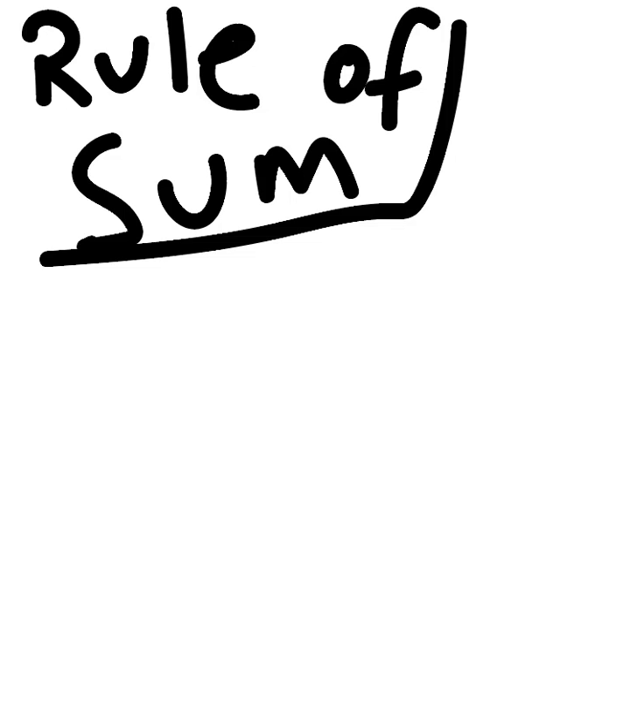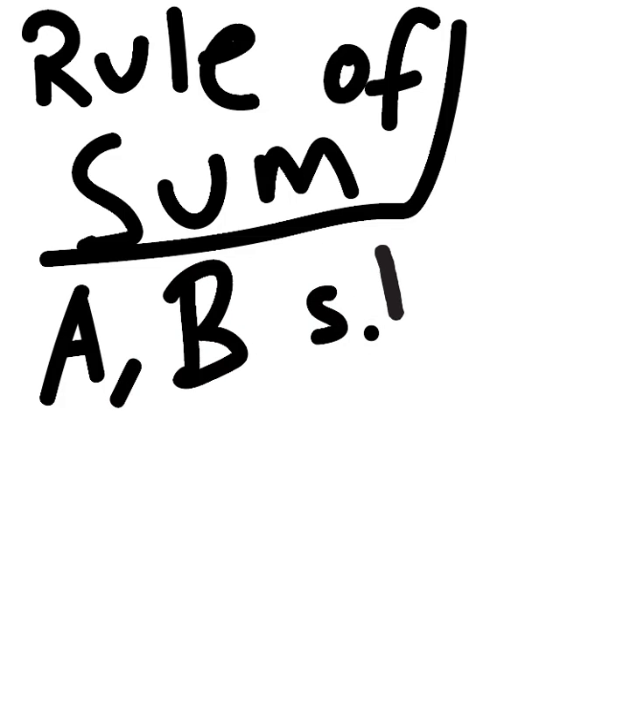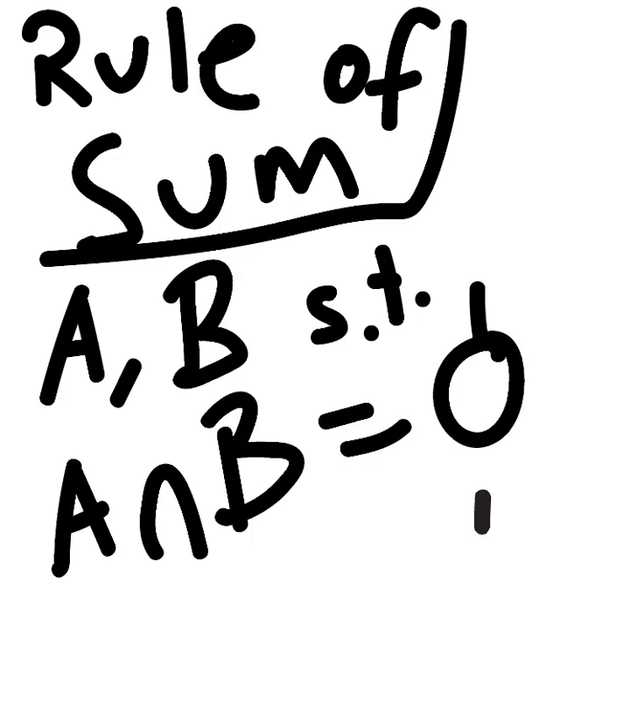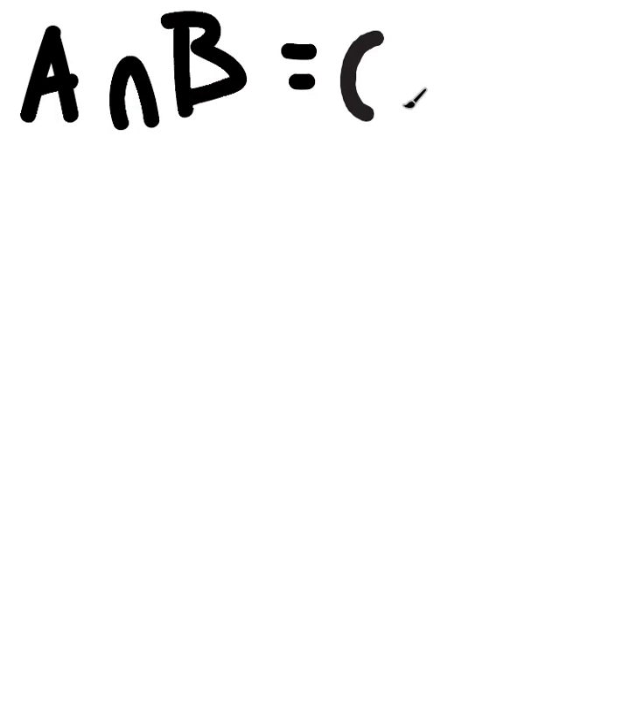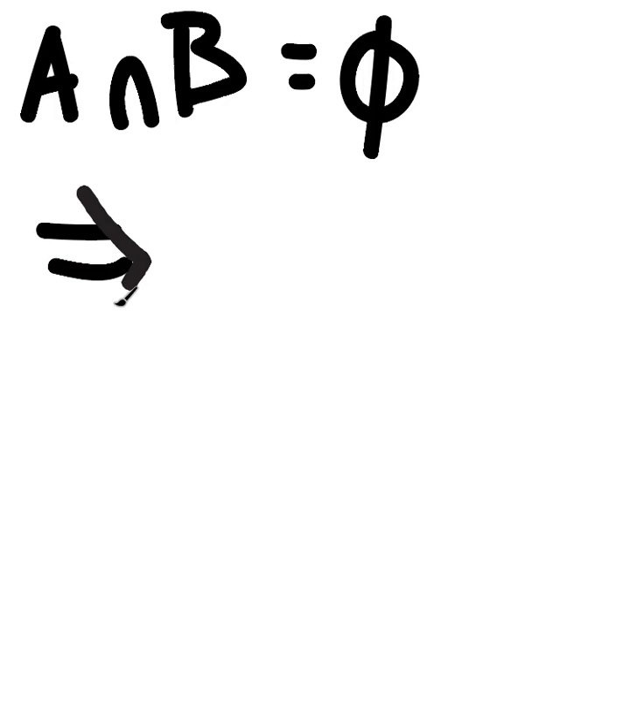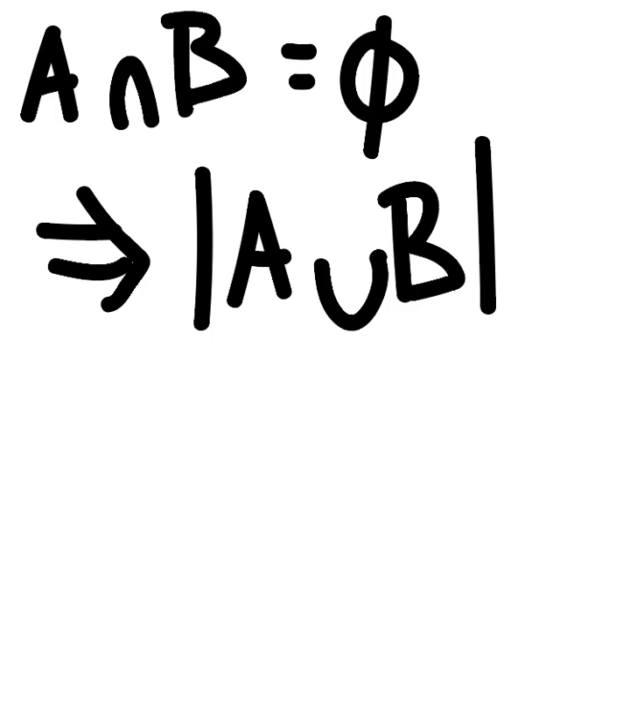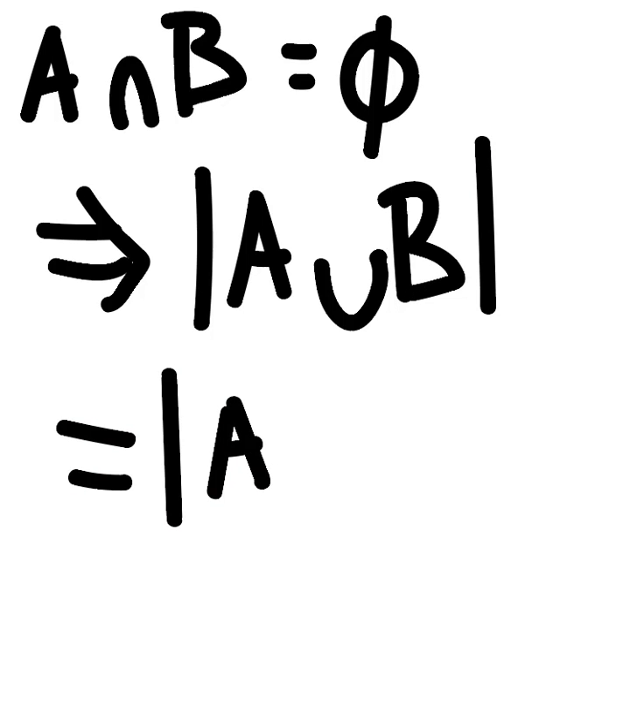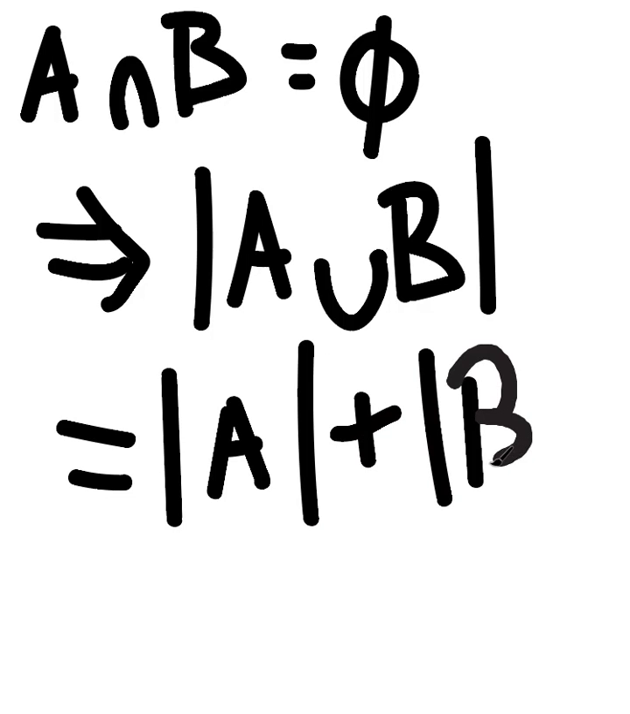The rule of sum says that if you have two sets, A and B, such that A and B are disjoint, then the number of elements in the union of A and B is equal to the number of elements in A plus the number of elements in B. And this is precisely the rule of sum.